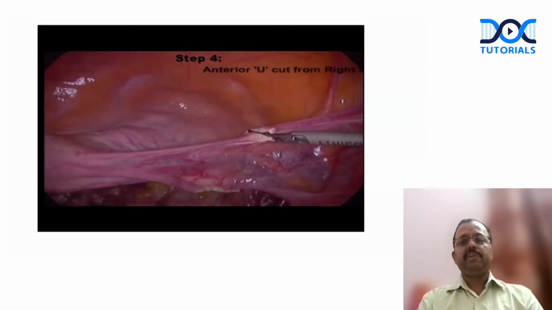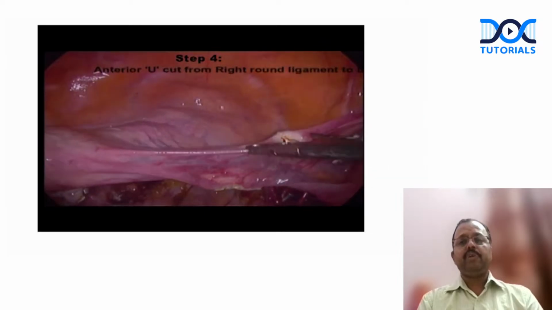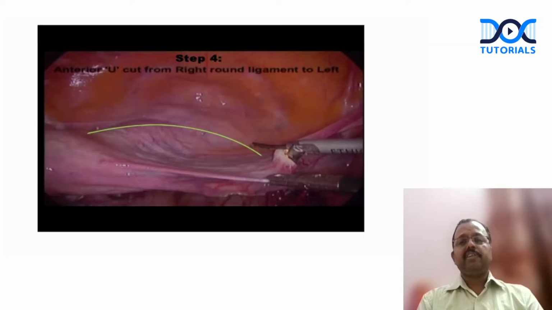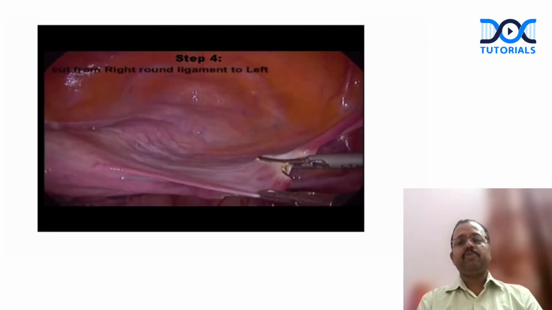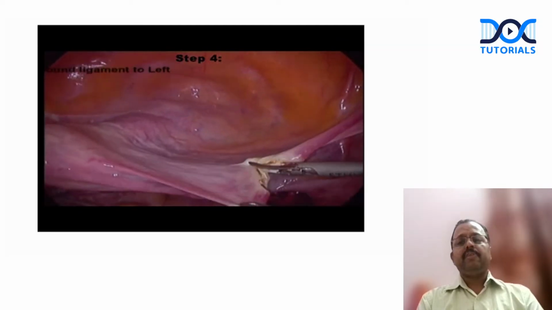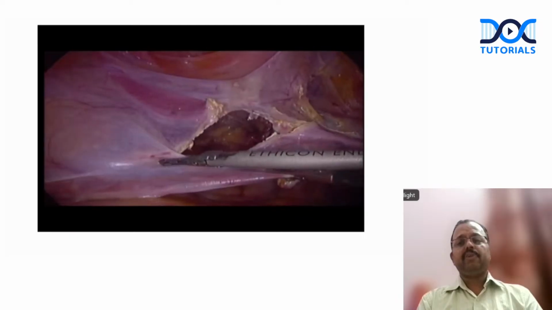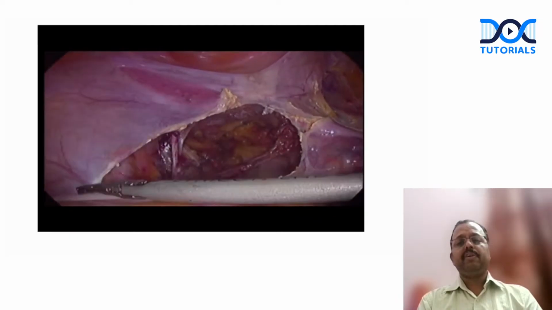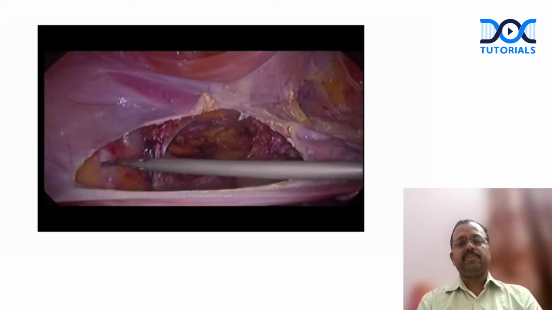The same procedure has to be done on the opposite side, making the anterior U cut. Okay, the uterosacrals are divided, the UV fold of peritoneum is open, and then we push the bladder away. So these are the steps that you will have to remember whenever we talk about the radical hysterectomy.